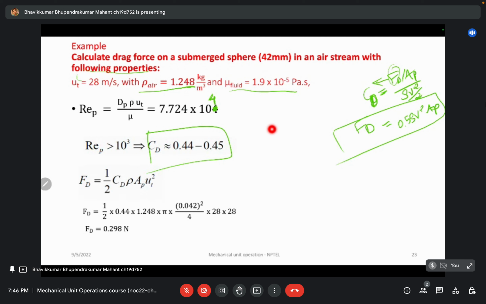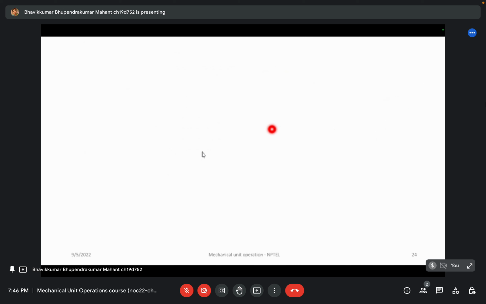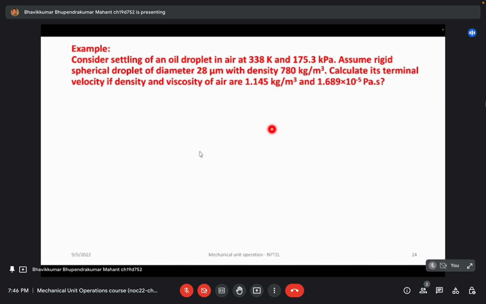And if we put the values in this equation, 0.5 C_D rho V square A_P, and substitute all the values which you have, then you will get the value of F_D, which is nothing but the drag force, 0.298 Newton. This is how you can calculate the drag force. Then the drag coefficient is the same thing, and according to it you will go for the next calculation if it is required.